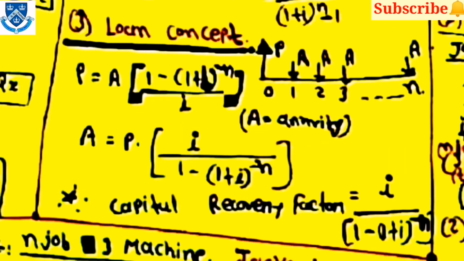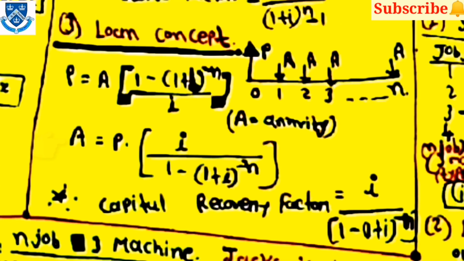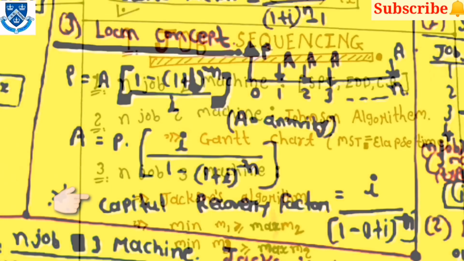And the last one is the loan concept, in which P = A × [1 − (1 + I)^(−N)] / I. Then A = P × I / [1 − (1 + I)^(−N)]. Then the capital recovery factor is I / [1 − (1 + I)^(−N)].